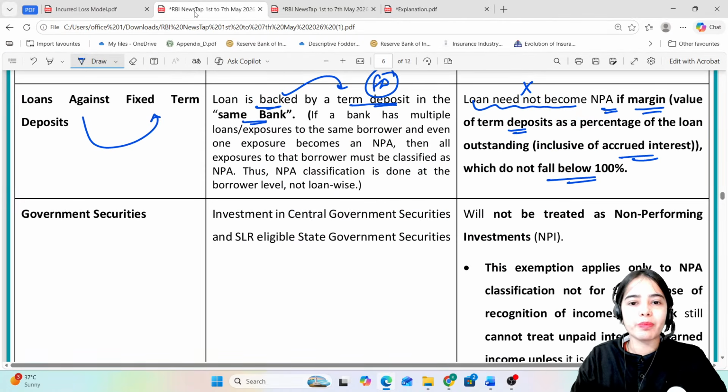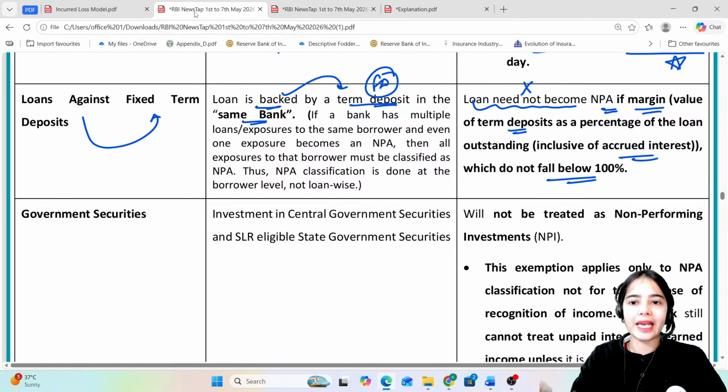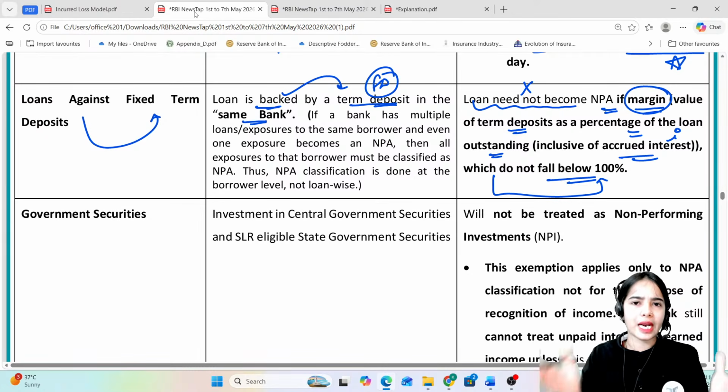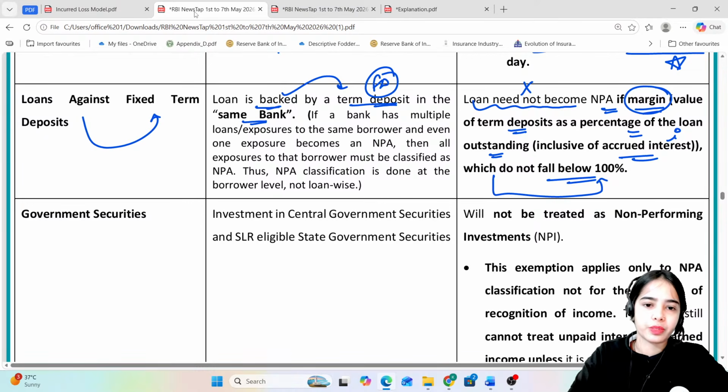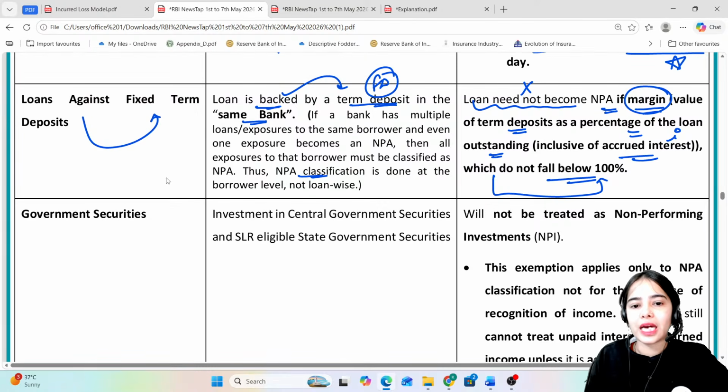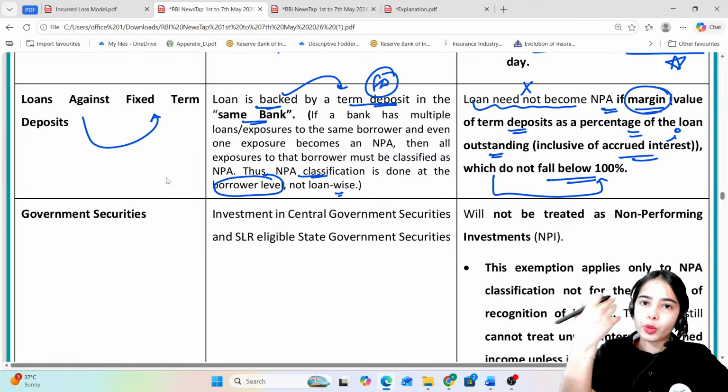So the loan is backed by the term deposit in the same bank, and the loan need not become NPA if the margin, that is the value of the term deposit as a percentage of the loan outstanding, inclusive of the interest, is not below 100%. That means the whole loan outstanding amount as well as the interest is being covered. Now, whenever the NPA is classified, it is not classified in a loan-wise manner. It is classified at the borrower level, that the borrower has become NPA.